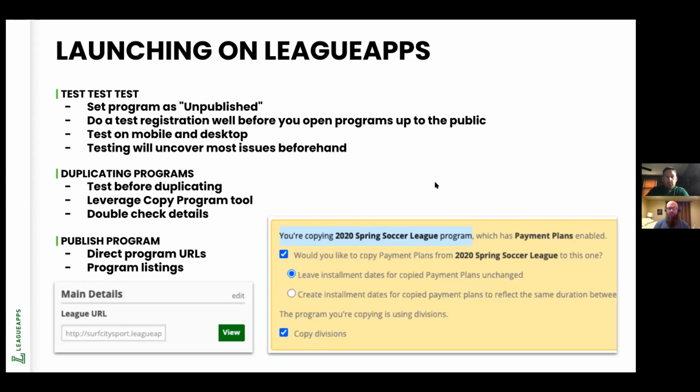Excellent. So that's a lot of information we know, all very important stuff to consider as you're looking to relaunch your programs for the spring and the summer.